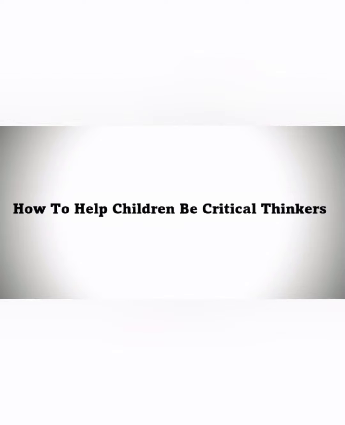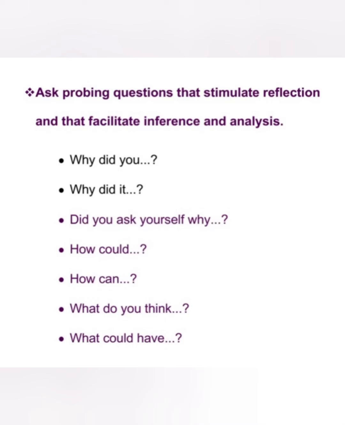Here are a few ways to help children be critical thinkers. 1. Ask probing questions that stimulate reflection and that facilitate inference and analysis. You may ask the child, "Why did you?" "Why did it?" Did you ask yourself why? How could? How can? What do you think? What could have?